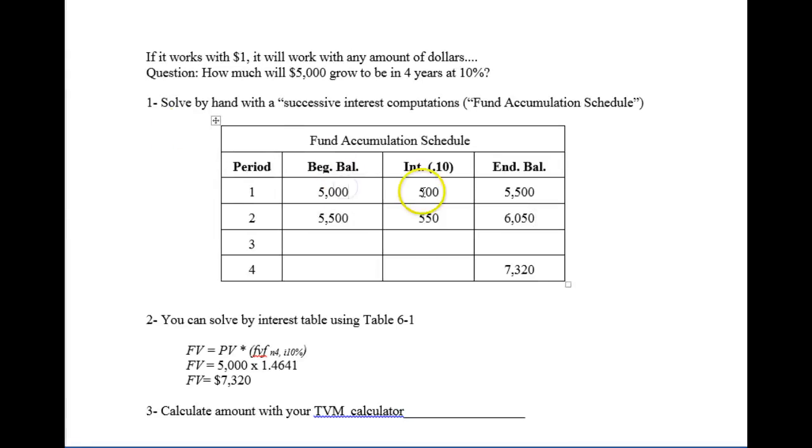Take 5,000, times it by 10%, and then add that on. 5,500. You could times it by 1.10, and it'd be shorter. Take the 5,500, grow it by 10%, sorry, 1.10. Grows to be 6,050. Now I want you to finish it.